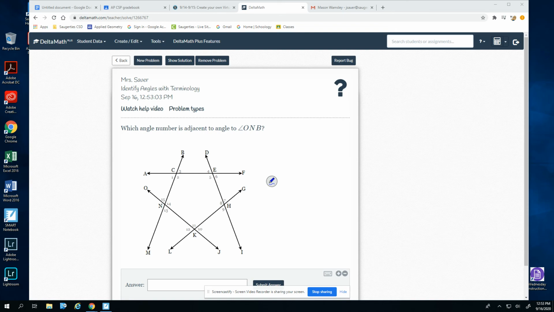So this one says which angle number is adjacent to angle ONB. So I'm going to look here, I find angle ONB is here. Adjacent means next to. So I have an angle here that's next to it and also on that side. So my answer here, there's no number over here, right? So we're going to answer the 14.